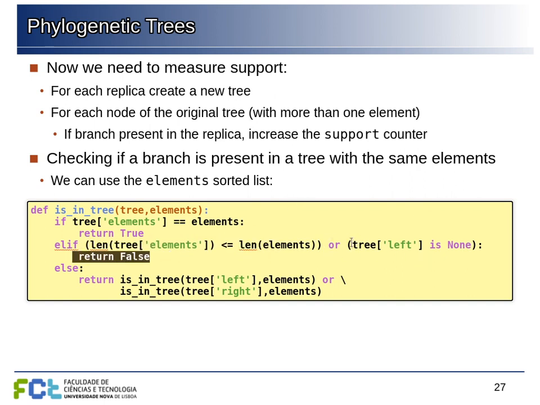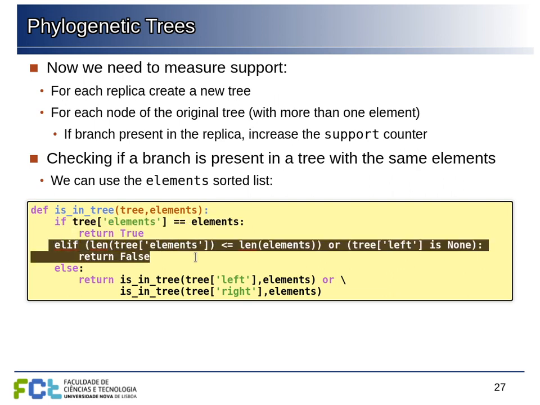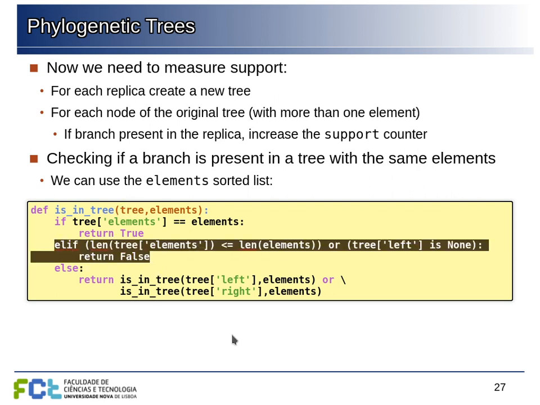Or if, for example, the left branch of the tree is none. The way we're creating the tree, if the left branch is none, then the right branch is none too. We don't need to check both of them. But this means that we reached the leaf of the tree. And in that case, if we did not find the elements there, we're going to return false. So these are the terminal conditions. If we find the elements, we return true. If we know that we cannot find the elements in any subtree starting from this tree, we return false. Otherwise, we need to check.